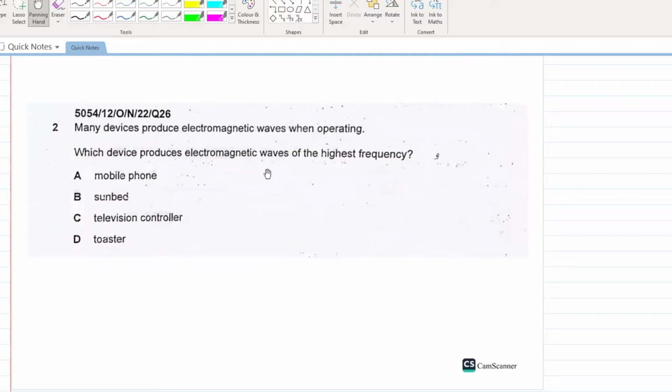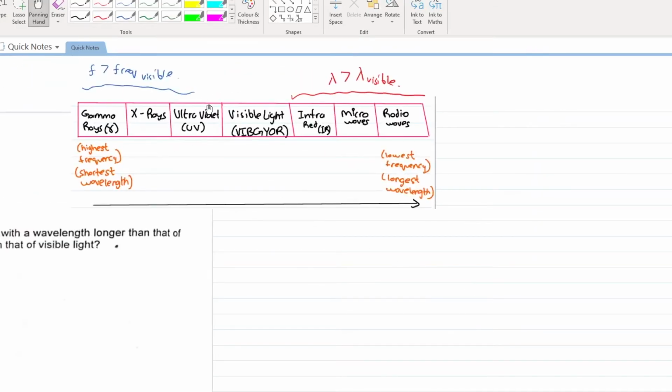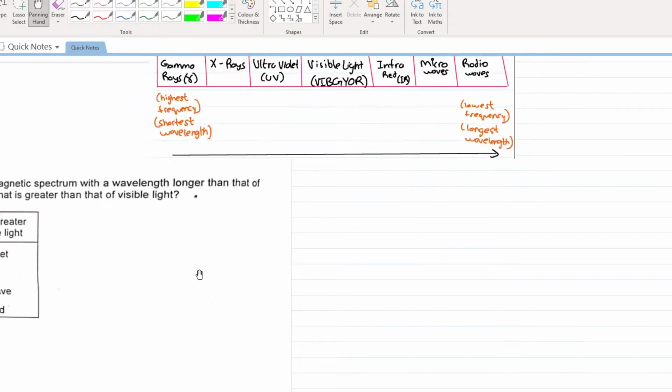Many devices produce electromagnetic waves when operating. Which device produces electromagnetic waves of the highest frequency? Mobile phones? No. Sunbeds produce ultraviolet rays, and yes, they can be of the highest frequency. Why? Because mobile phones will emit microwaves, television controllers will emit infrared rays. So both of them are smaller than ultraviolet ray, that is in the higher frequency bracket.